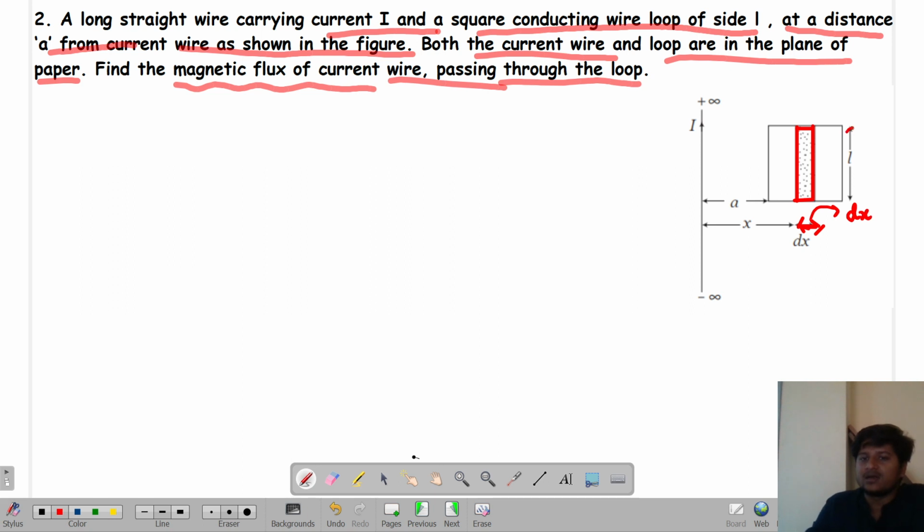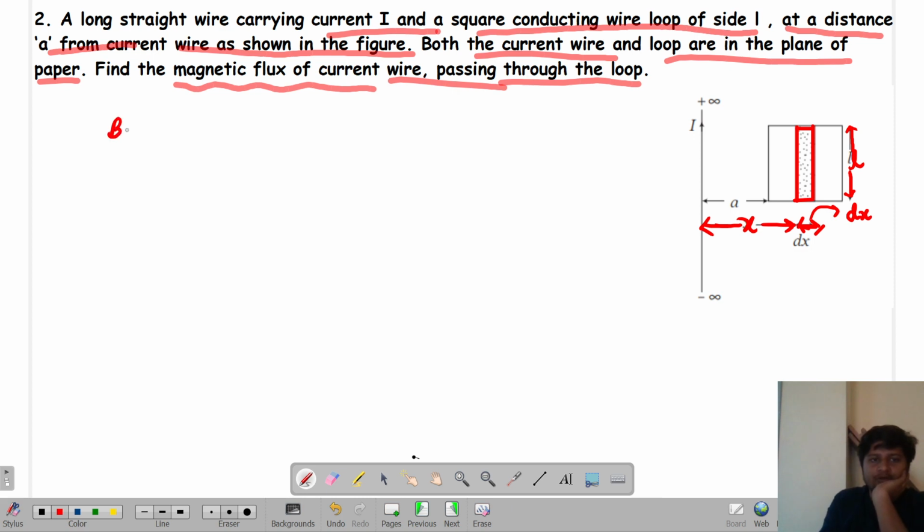Dx. While the breadth part is how much? It is equal to the length of the square loop. Let us consider that this smaller element is located at distance x from the end of the wire. Got it? Now it is infinite, like both the ends of this wire are infinite.